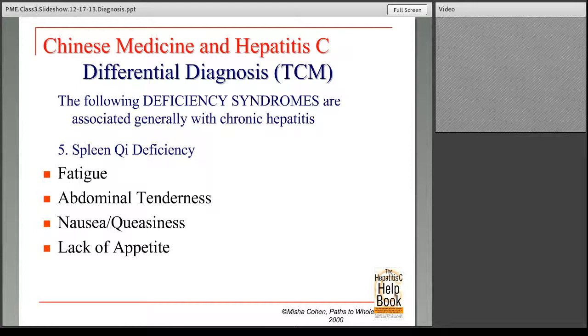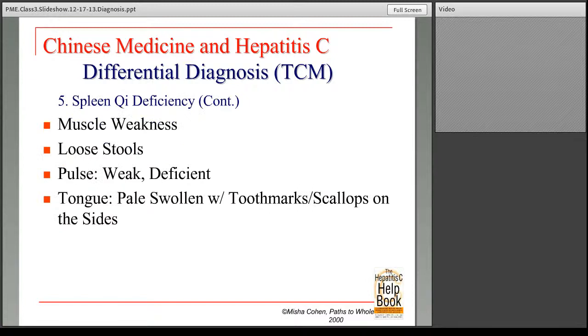There can be nausea, but more that the person says they feel queasy or just not right when they eat, or after they eat, they feel kind of weird. So that's what people describe. And also there can be a lack of appetite or a lowered appetite. And interestingly enough, especially in liver disease, often people feel like their muscles have become weaker. They have loose stools oftentimes. And then the pulse is a pulse of deficiency, a weak, deficient pulse. And the tongue can be pale and swollen. It can have tooth marks, can have scallops on the sides.